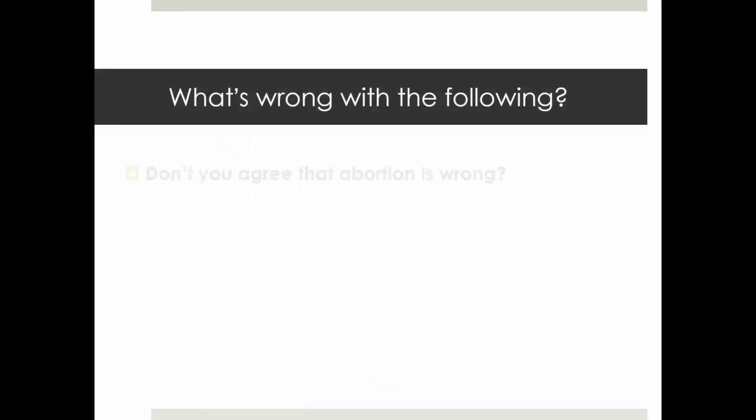So here's some questions with some problems. "Don't you agree that abortion is wrong?" Here we've got a problem with multiple negatives. We've got "don't," "wrong," and "agree." So the way this question is worded, not only is it somewhat of a leading question, it has all kinds of negative and positives in it that could make it confusing for your participant.